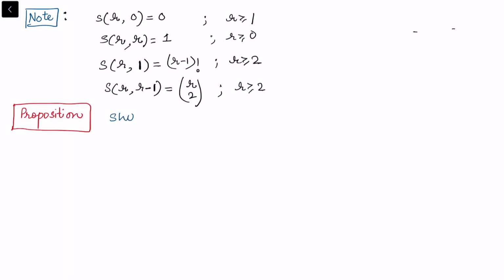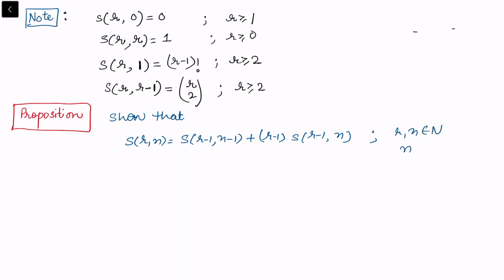So now we find the recurrence relation for the larger value of the Stirling number, and we show that S(R, n) equals S(R-1, n-1) plus (R-1) S(R-1, n), whenever R and n belong to capital N and the number of tables is less than or equal to the number of objects. To prove this proposition, we will use the classes argument, and we will divide into two disjoint classes.